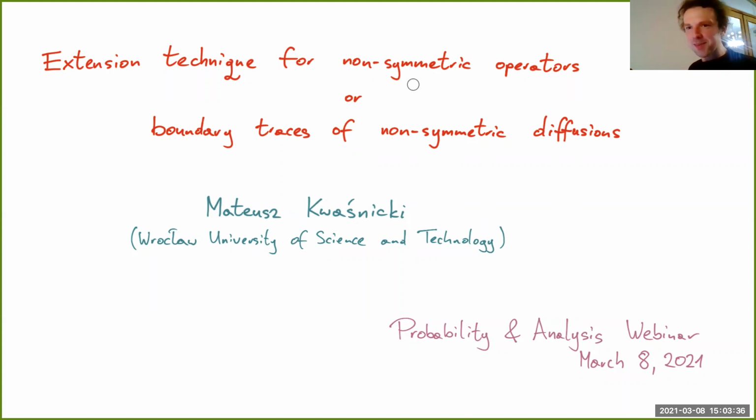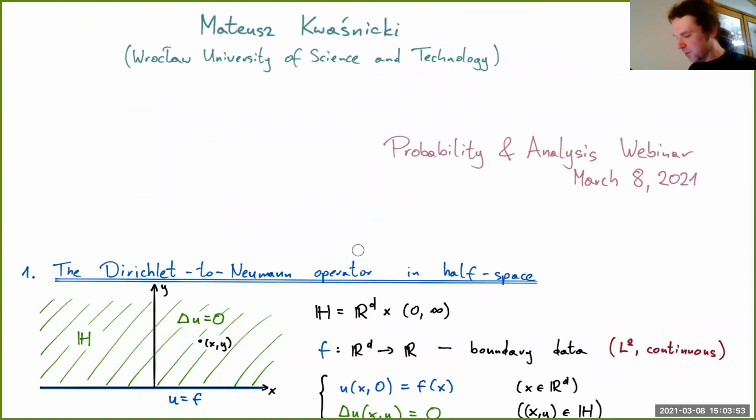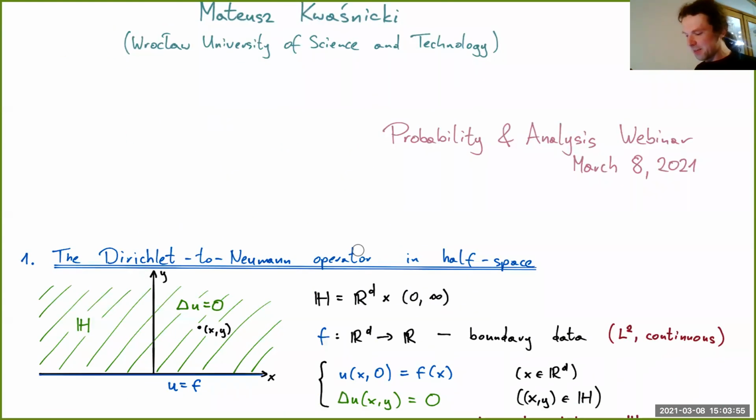So this is based on two preprints. One of them is probabilistic, another one is analytic. And I will try to briefly describe the main results and perhaps give you some hints about the proofs. But I'll start with something very, very classical to provide motivation for this study.